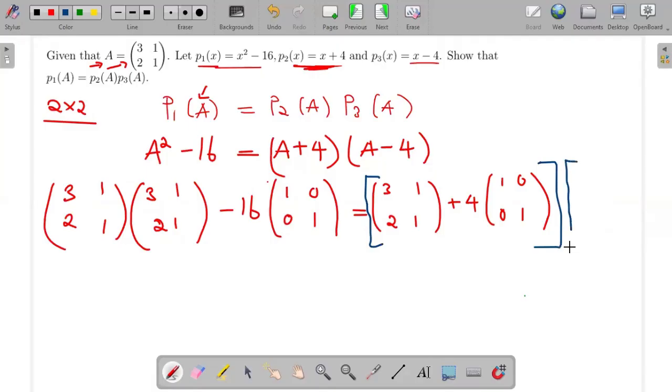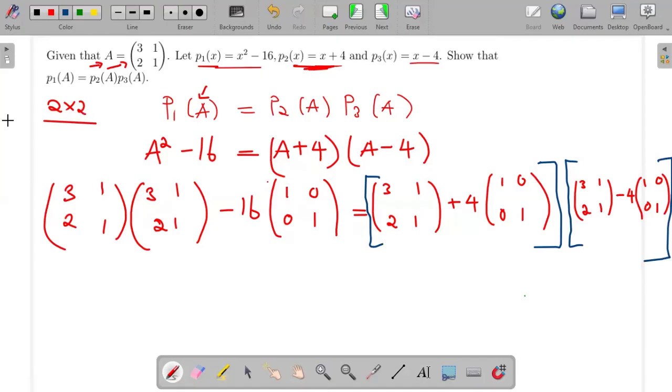And then the other thing that I have now is A, which is 3, 1, 2, 1. Let me write that, 3, 1, 2, 1, minus 4. And then I put the identity because there's 4 there, which is a constant. So that is 1, 0, 0, 1, like that. And then I can close the brackets like that. So I want to show that these two sides are actually equal. So here, I'm multiplying. So what am I going to do?